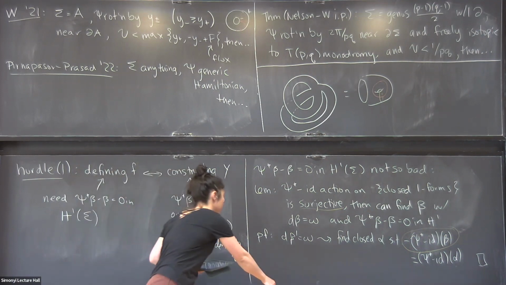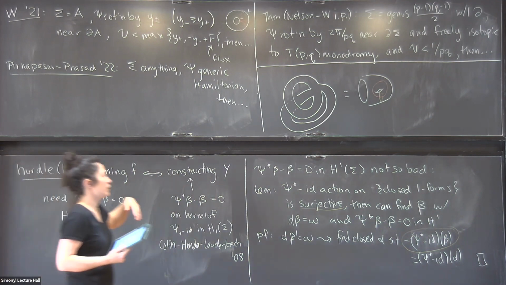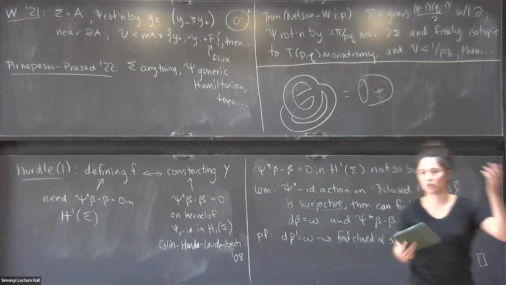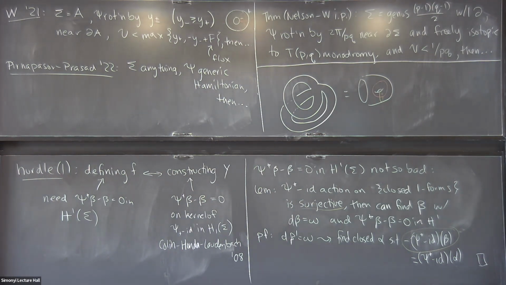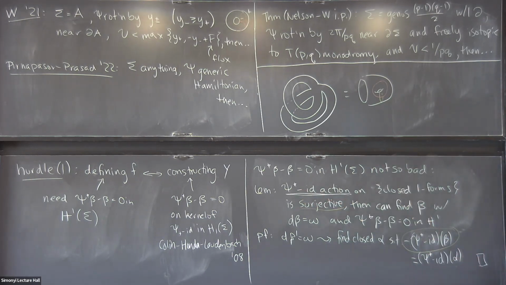So as long as you know something about your map, you'll be able to do this. And you can show, for example, for the very simple case of T(2,q), you can do this very explicitly. And for all torus knots, you can actually do this very explicitly. You can write down exactly what this is.